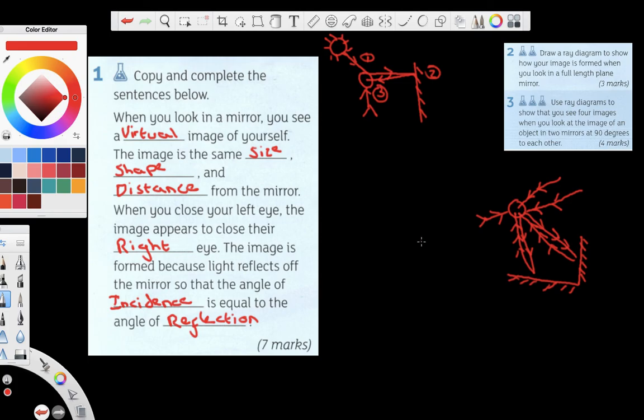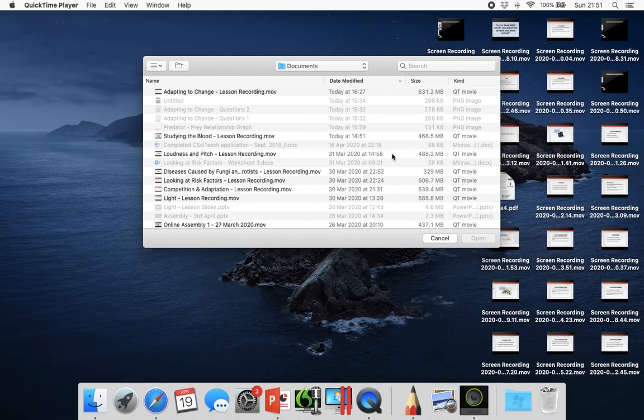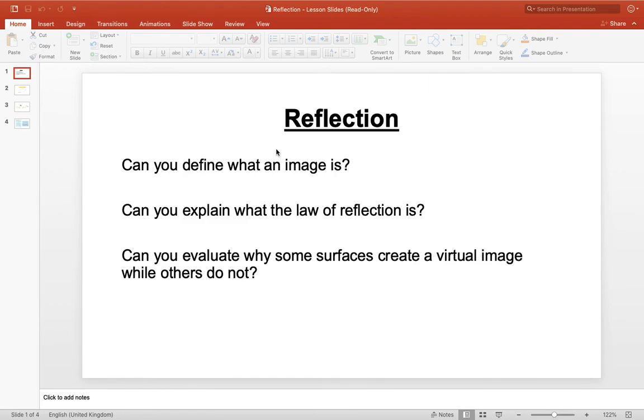Okay, so you should now be able to tell me what an image is, you should be able to tell me what the law of reflection is, and you should be able to tell me why some surfaces create an image while others do not.